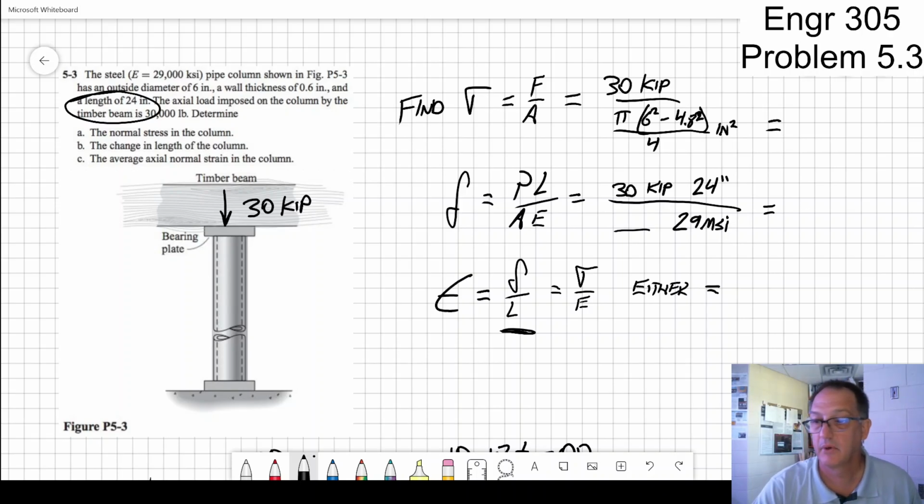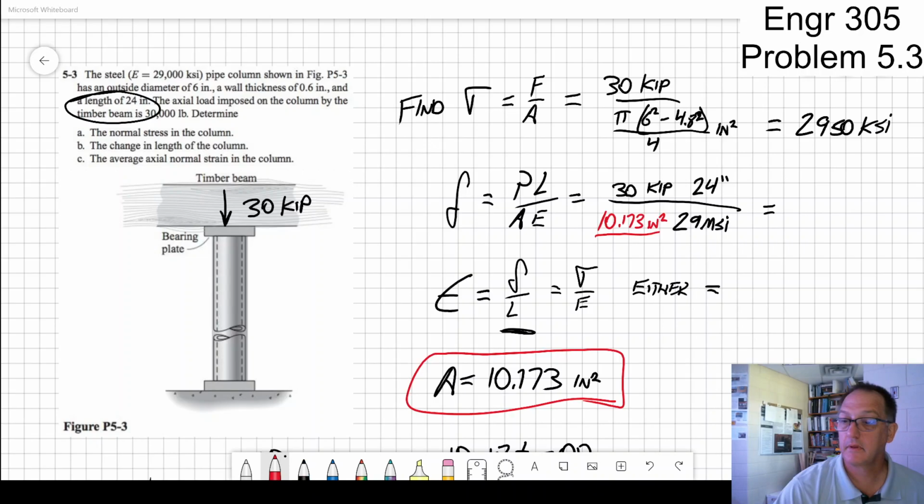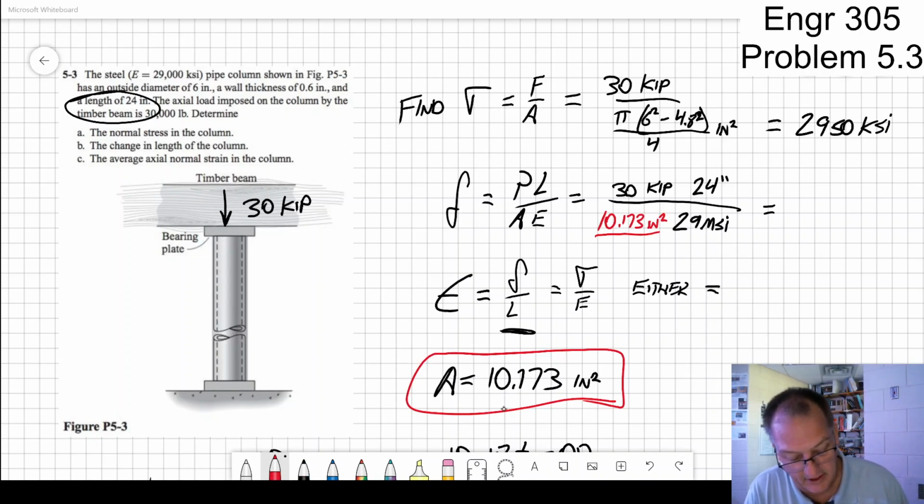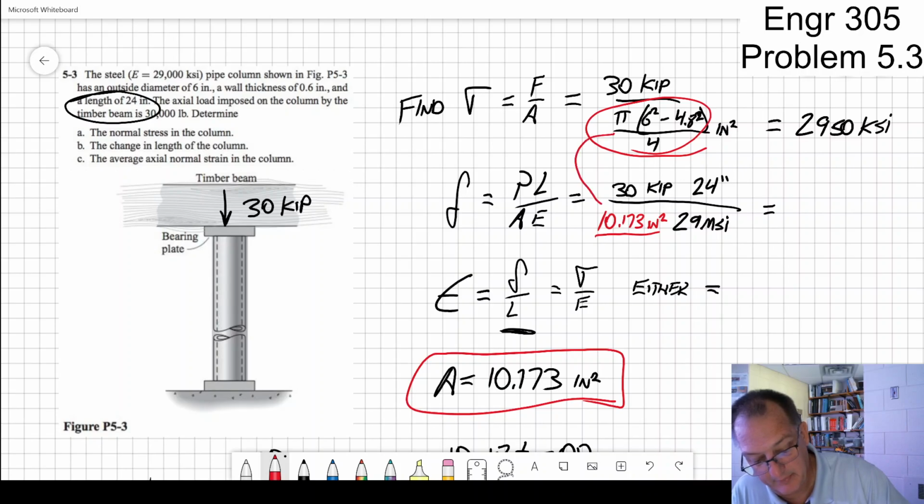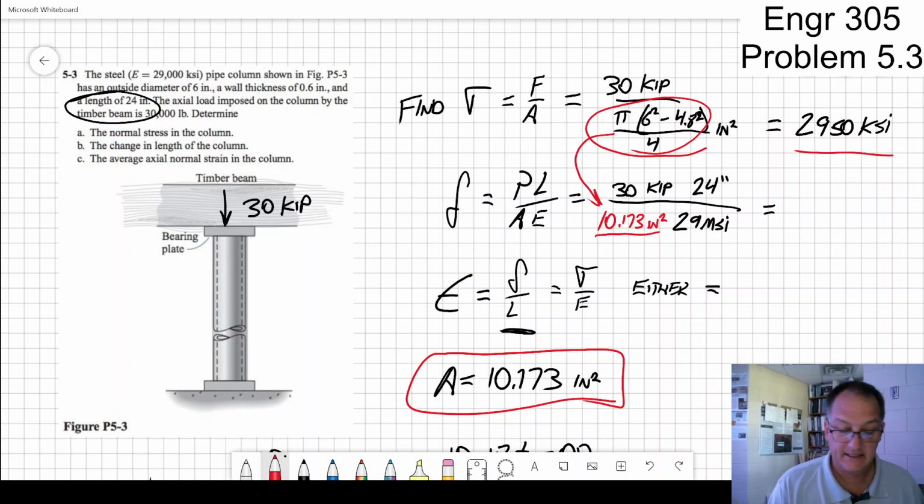So you ready? Here we're going to pause for the calculator. All right, let's jump back at it. Okay, so my area is 10.173. Kind of a lame one, but it's what we get. That was evaluating this, and then I plugged it in there. That gave me 2950 ksi.